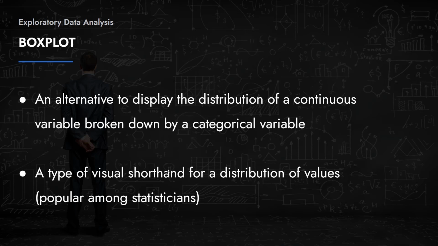So a box plot is an alternative to display the distribution of a continuous variable broken down by a categorical variable. So that's where the true value in a box plot comes out. It allows you to compare a continuous variable with a categorical variable. And it's a type of visual shorthand for a distribution of values. So it actually summarizes for you quite a few statistics or metrics about those variables that you're comparing. And it summarizes that data in a single plot. So that's why it's very popular among statisticians, and it has been so for many years, even before machine learning became popular.